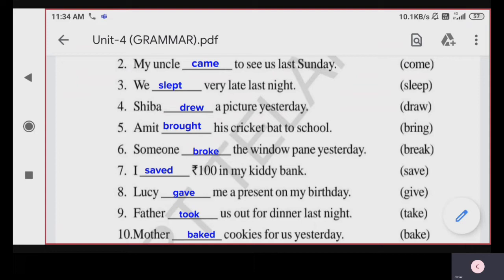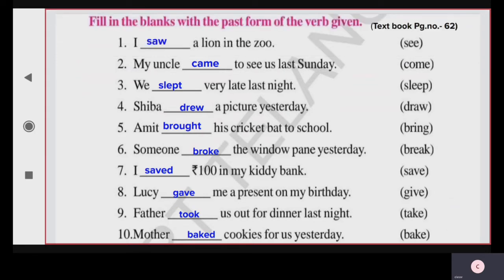Fifth one, Amit dash his cricket bat to school. Bring. Past form of bring is brought. So write brought in the blank, children. Amit brought his cricket bat to school. Sixth one, someone dashed the window pane yesterday. Break. Past form of break is broke. So write broke. Someone broke the window pane yesterday.